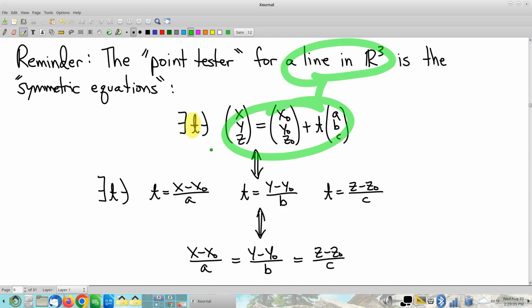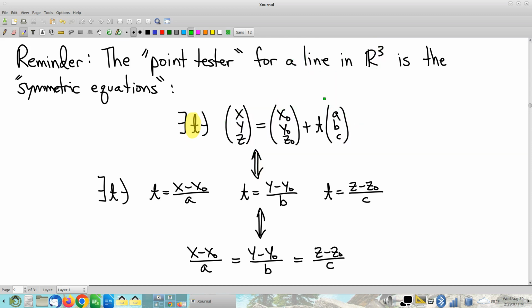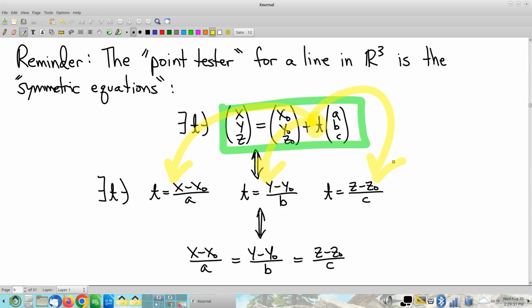Okay. So what turns this into a good approach is to realize that I can take this vector equation here, this parametrization, and I can solve for t. In fact, I can solve for t 3 different times. This t, just by looking at the x-coordinates, must be that. Just by looking at the y-coordinates, must be that. And just by looking at the z-coordinates, must be that.